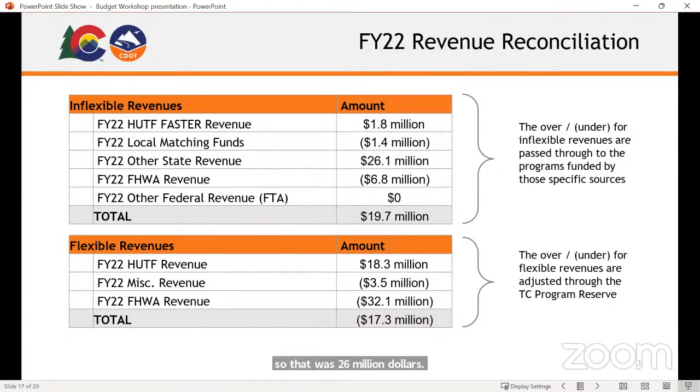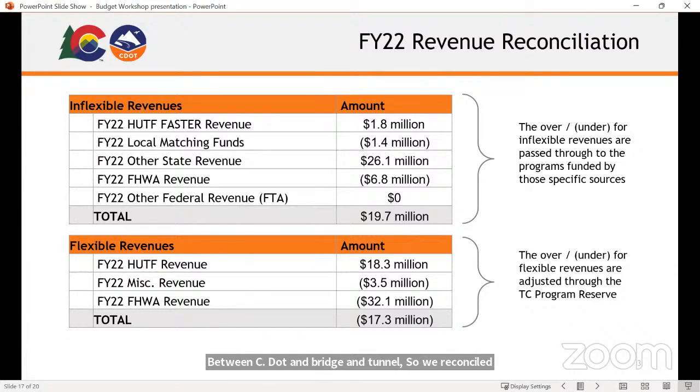FHWA revenue is in both the flexible and inflexible categories. The OB limit came in a little bit lower than we forecasted, so that had an impact. We also did a reconciliation of the OB limit that we used towards Bridge and Tunnel Enterprise's annual debt service obligation. The FY21 and 22 budgets had not accounted for the MOU between CDOT and Bridge and Tunnel, so we reconciled that here in this action.